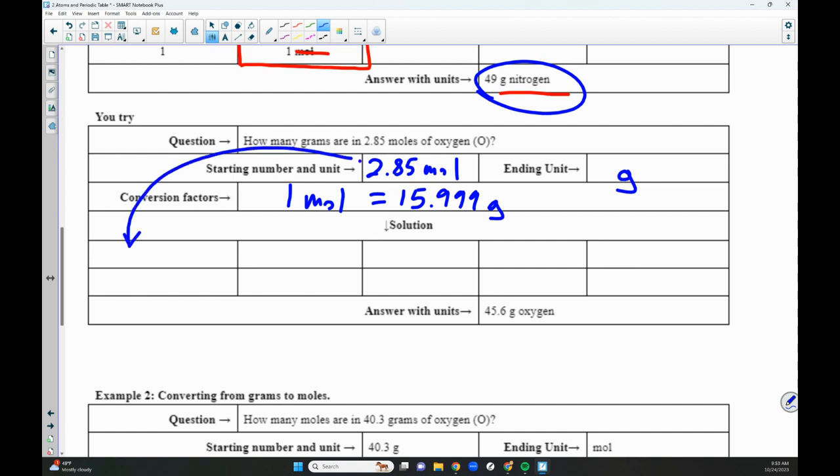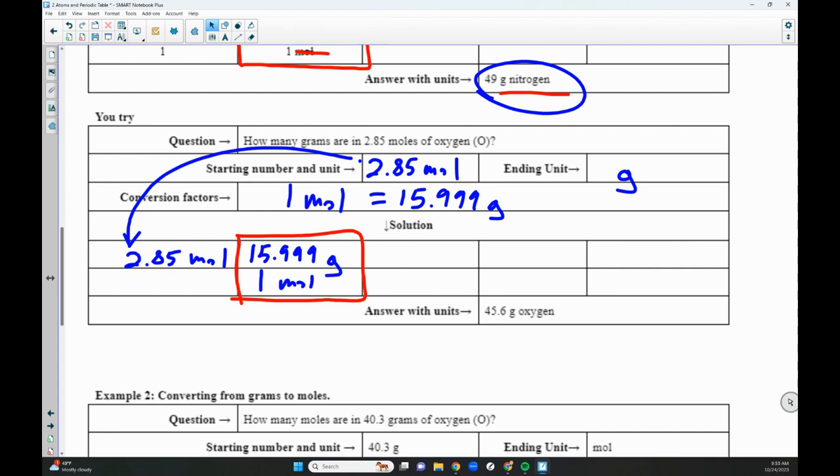I put my starting number and unit down here, 2.85 moles, and I'm going to multiply by my conversion factor. Again, I'm going to put moles on the bottom so that I can cancel it out. That is my objective. 1 mole is equal to 15.999 grams. That enables me to cancel moles out, leaves me with units of grams. And when I round everything correctly to 3 significant figures because of my starting number, I get 45.6 grams of oxygen.